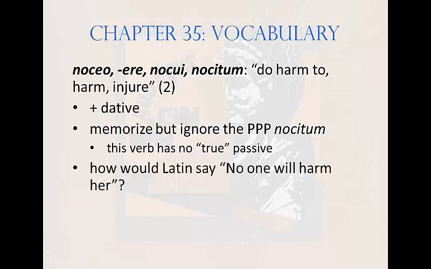How would Latin say, no one will harm her? What case will her be? Dative. And what conjugation is noceo? Second. How's the future formed in second? Bi. So, nemo ei nocebit. Or you can use illi or huic, or isti if for some reason you don't like her.